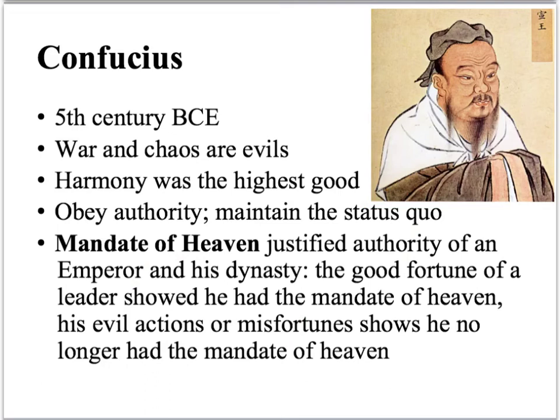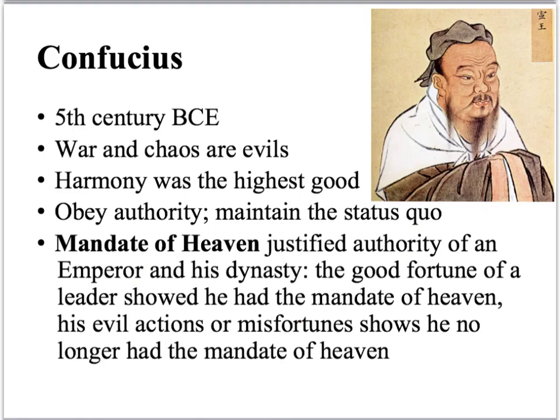Confucius taught that war and chaos are the two great evils because they are what produces the most suffering and the most misfortune for humans. And therefore, harmony was the highest good. And by that he meant harmony in living with the people around us. The key to that, he taught, was to obey authority and maintain the status quo. That any attempt to disrupt the status quo was likely to lead to war and chaos.